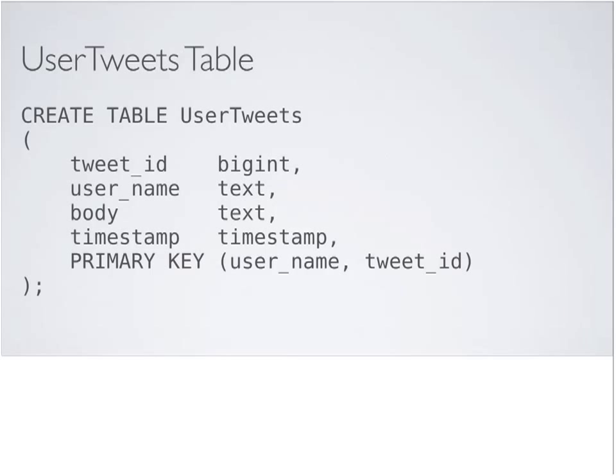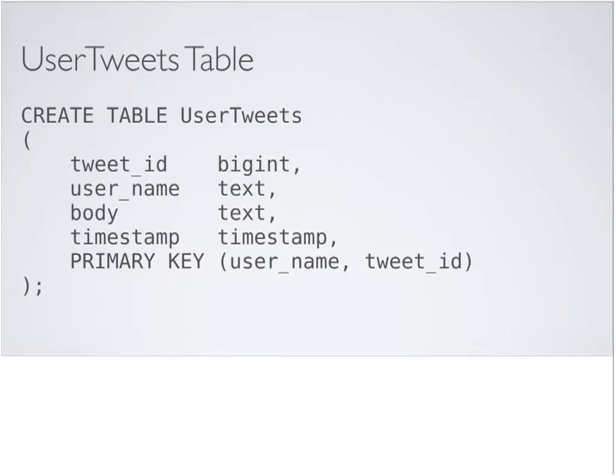And now we're getting a little bit more complicated. The UserTweets table stores all the tweets that I've sent. We have a tweet ID, a username, and we look at the primary key clause. We have username and tweet ID. The first part of the primary key, the username, is considered the partition key. This roughly equates to the row key that we saw in our previous examples.